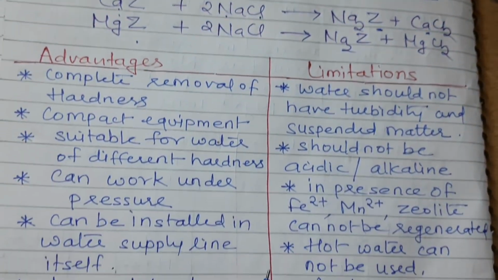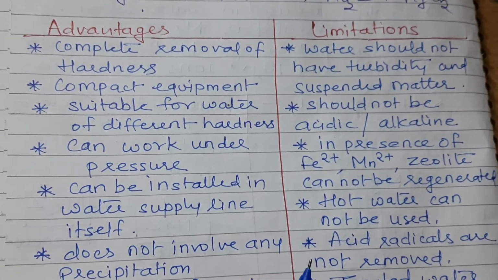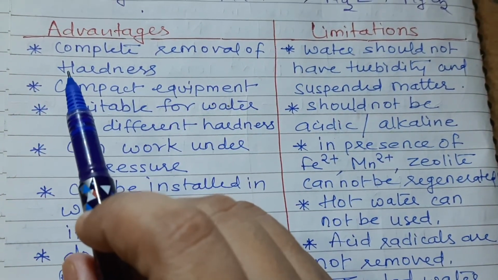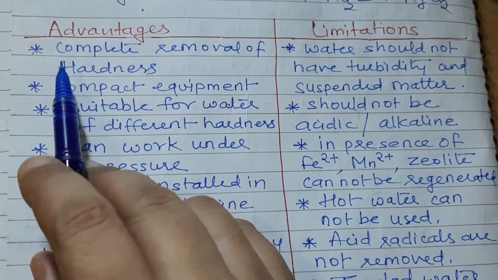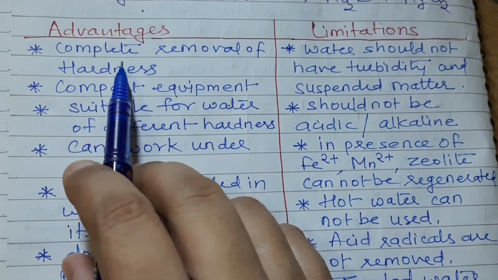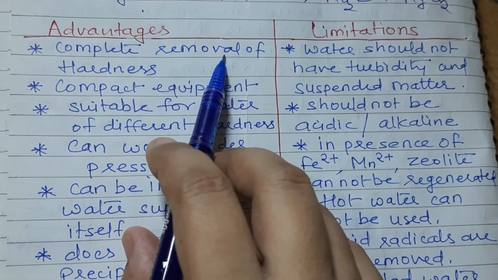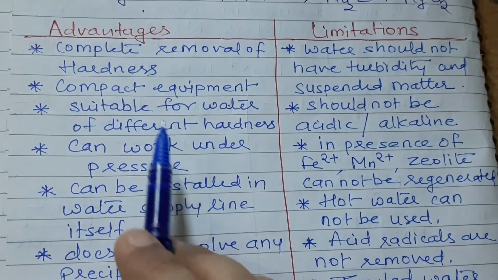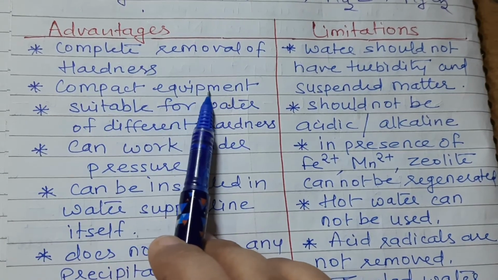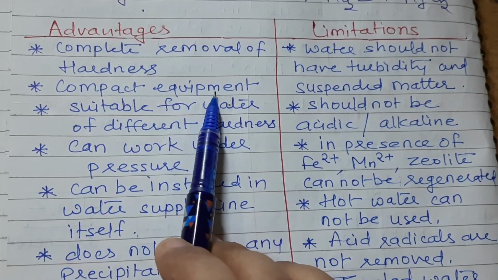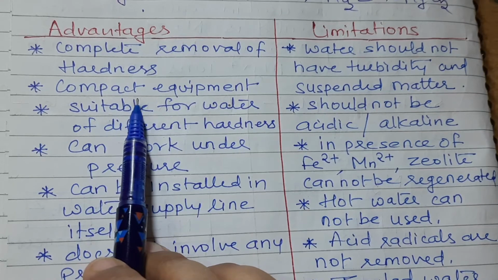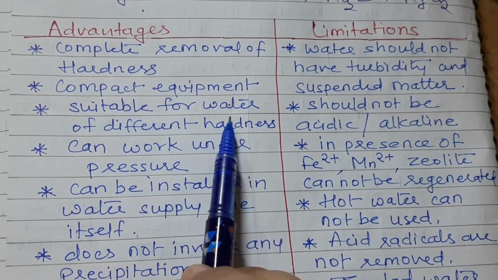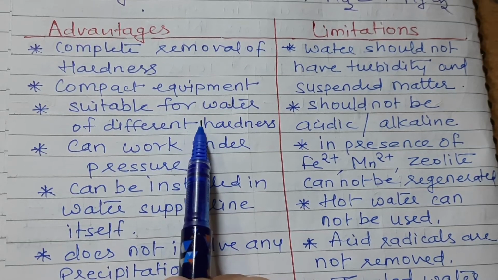Now let us talk about the advantages and limitations of this process in brief. So what are the advantages of this process? The very first advantage is it results in complete removal of hardness. Calcium and magnesium ions are removed completely. Second thing is that the equipment we are using here, the zeolite equipment, is very compact and it occupies very little space. Then this process can be employed for a variety of concentrations.